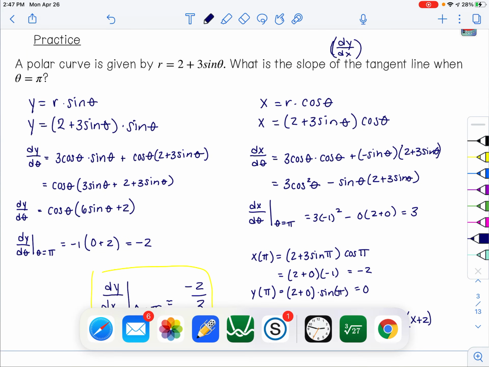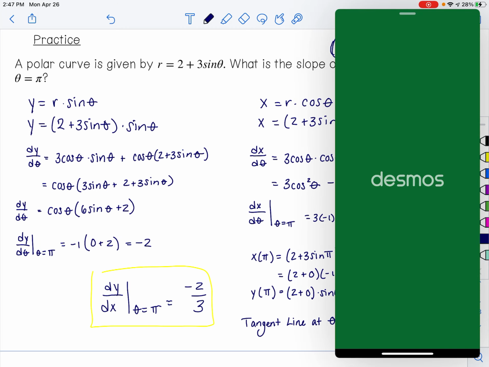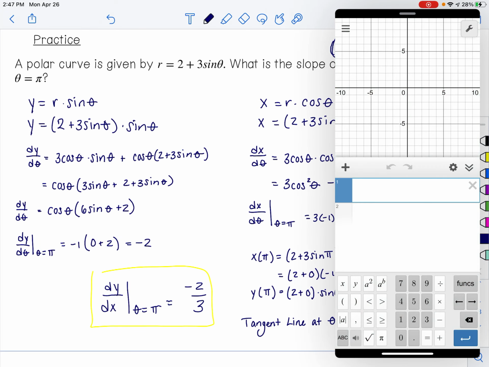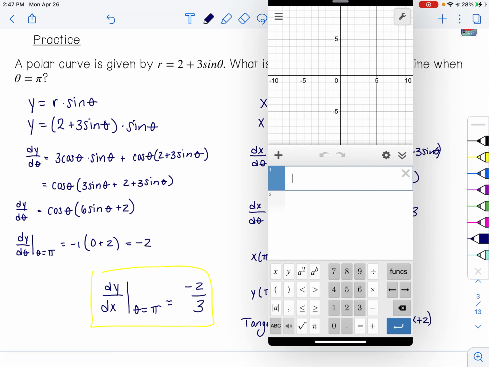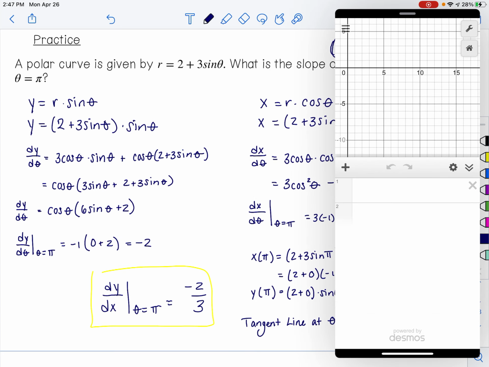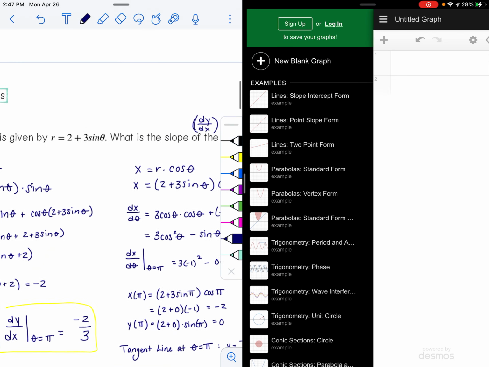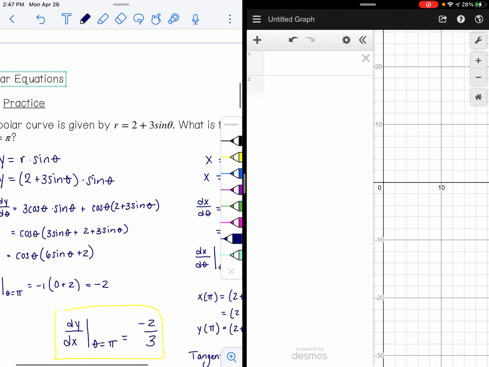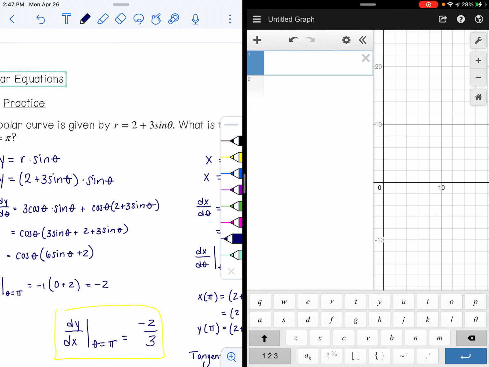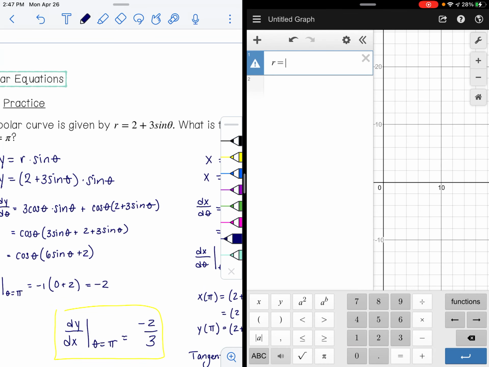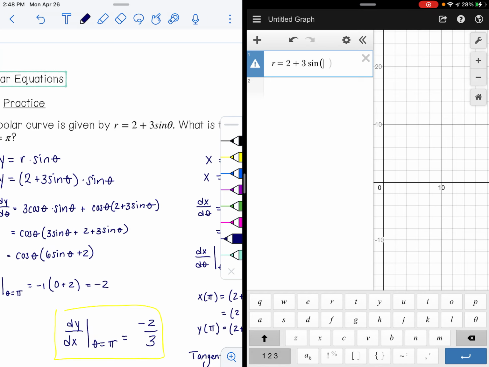How about we actually just graph that and see what that looks like? We have Desmos very slowly loading, and I'm going to make this full size. Okay, hang on, there we go. We had the equation r equals 2 plus 3 sine of theta.